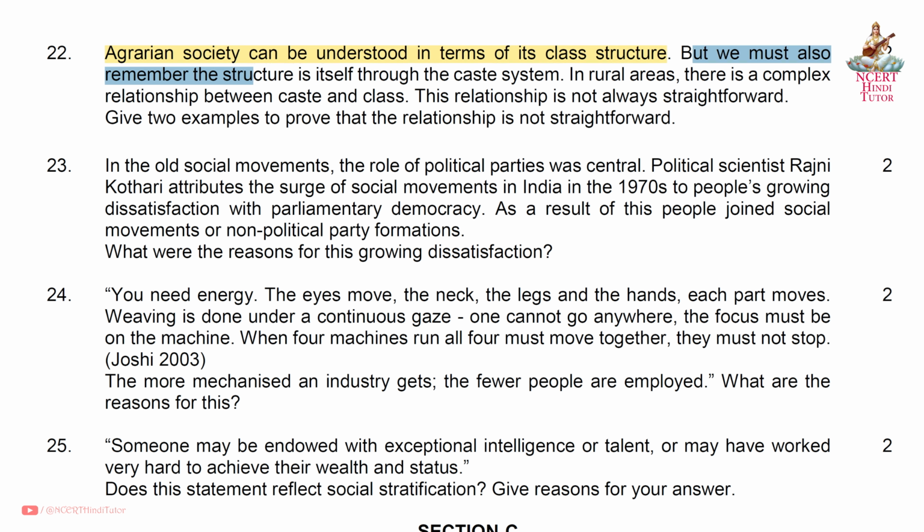But we must also remember the structure is itself through the caste system. In rural areas, there is a complex relationship between caste and class. This relationship is not always straightforward. Give two examples to prove that the relationship is not straightforward.